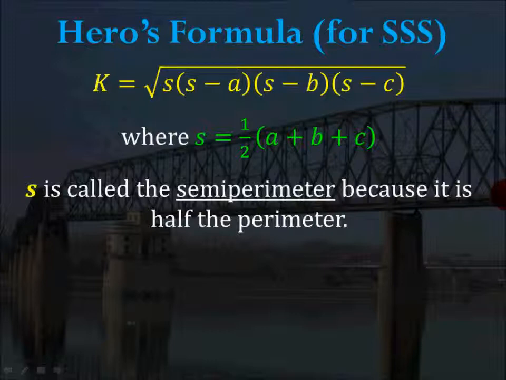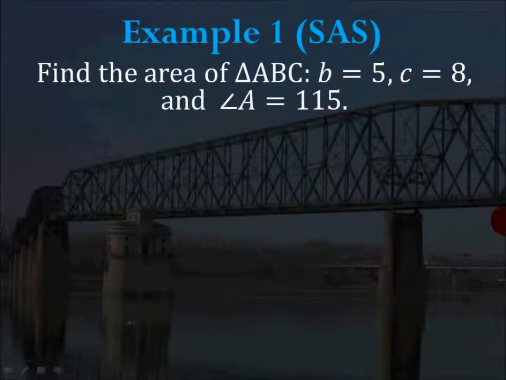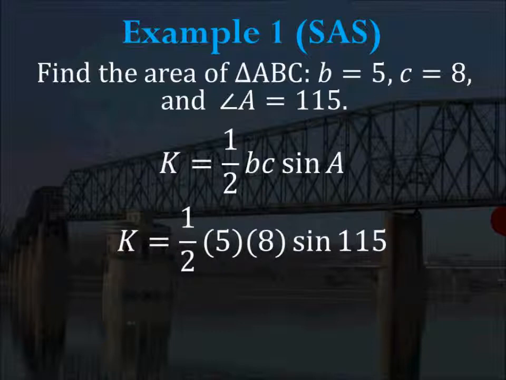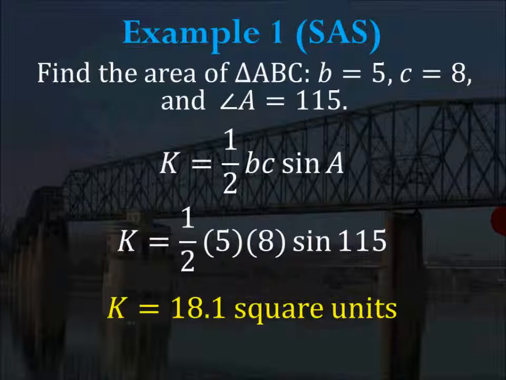Let's see how this works. So example 1, we have the SAS scenario as we're given angle A 115 and sides b and c 5 and 8 respectively. So all you have to do is plug this into the formula that you were given on the previous screen. K is 1/2 bc sine of A. Plug this into your calculator yourself, see if you can get the right answer. Alright, so you plug in b is 5, c is 8, A is 115, multiply them all together, and get K is 18.1 square units. So if you have 2 sides and the included angle, you just use the formula and crank it out. It's not too difficult.